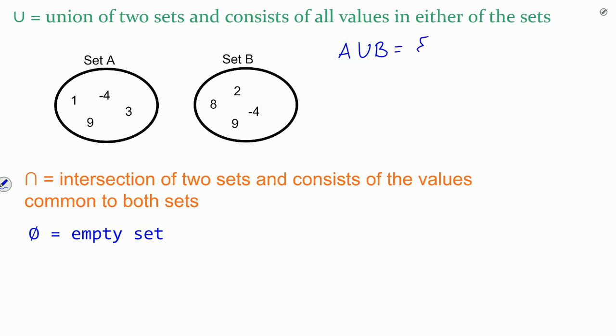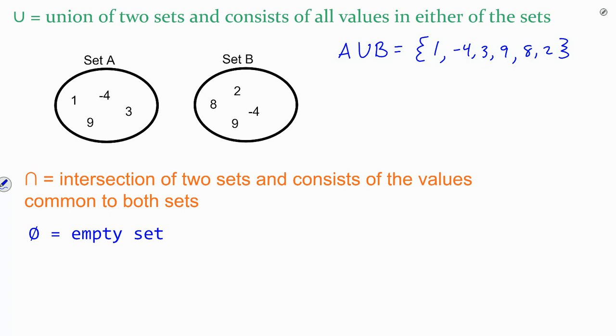Well, let's look at what numbers I have. Let's see, I've got 1, I've got negative 4, I've got 3, I've got 9. So all the elements of A and all the elements of B. Well, I've also got 8 and a 2, and I don't need to write the negative 4 and the 9 twice because I'm writing the union. So all the things put together.